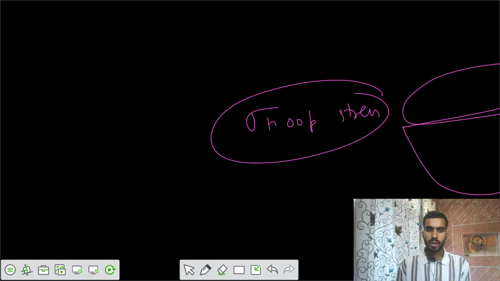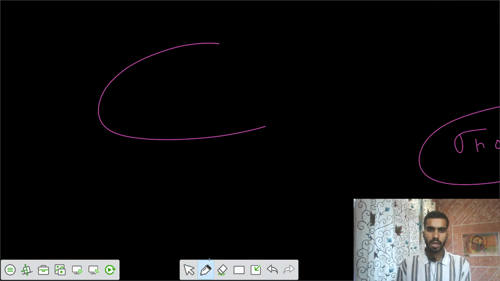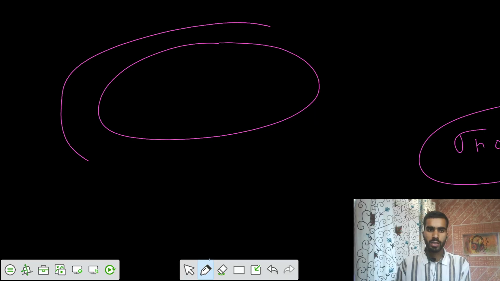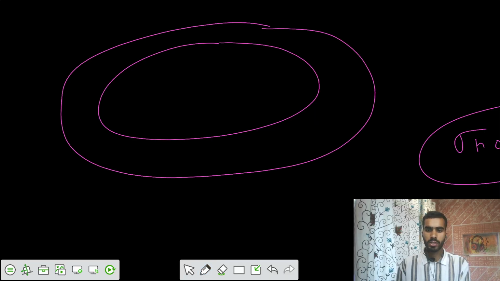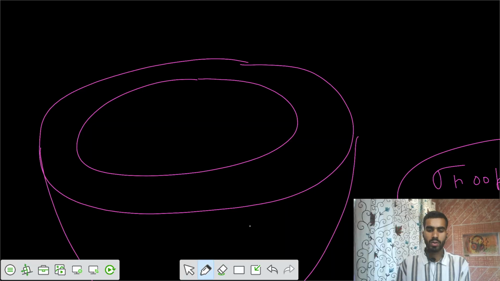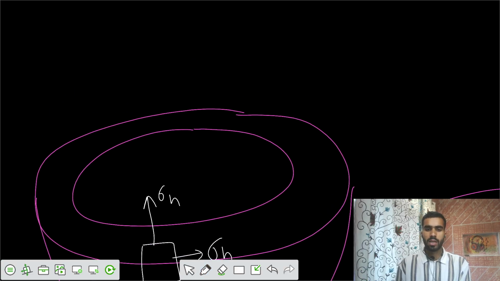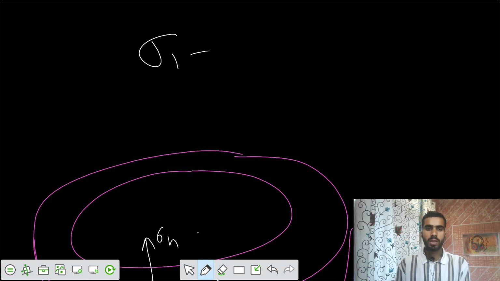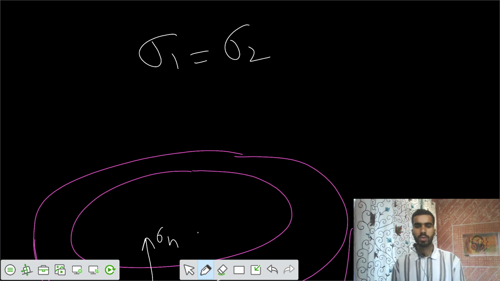If you cut any section of the spherical vessel and take any element, your sigma hoop is acting in both directions. Here we say that sigma 1 equals sigma 2.